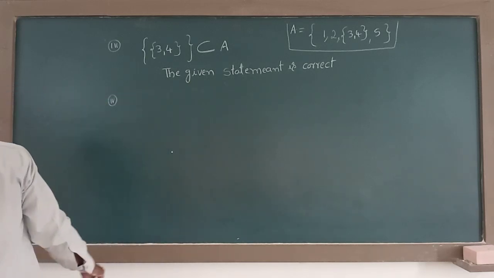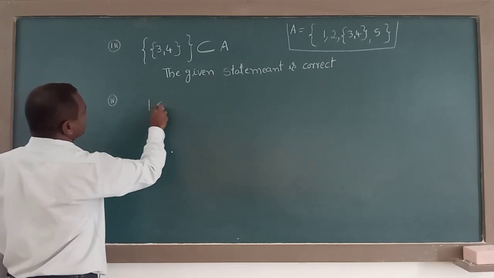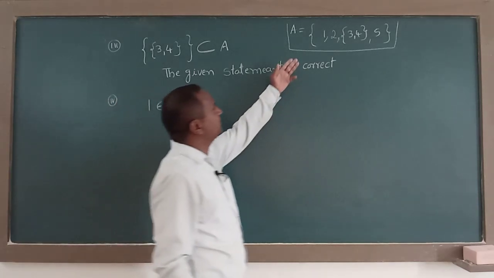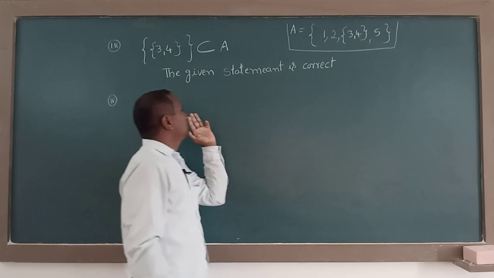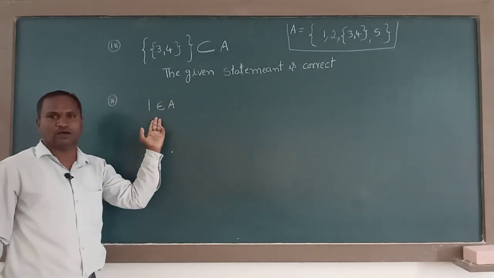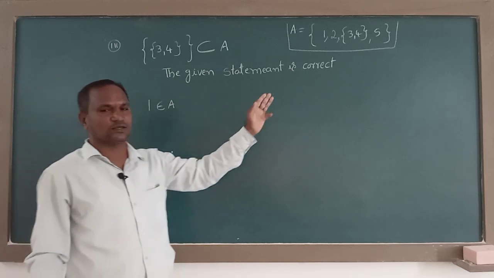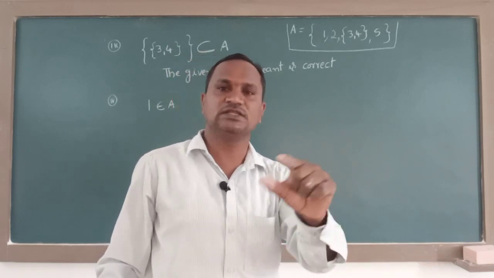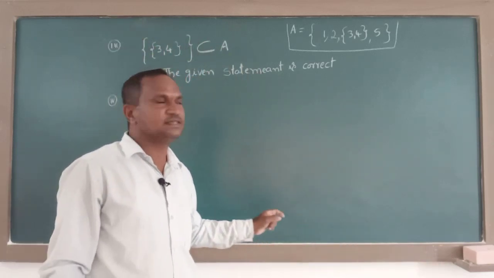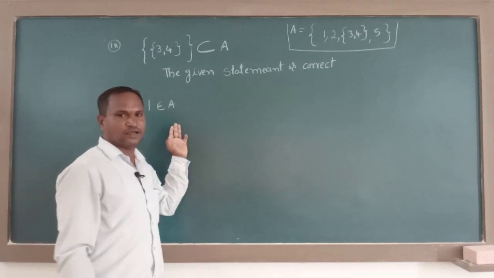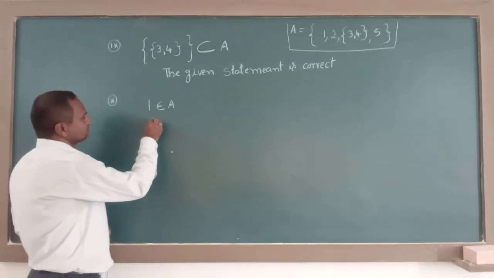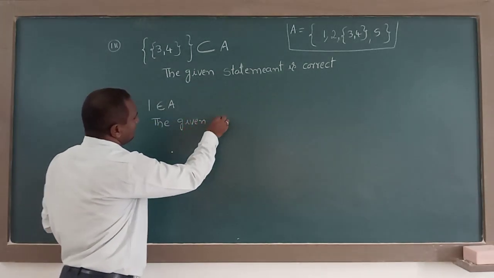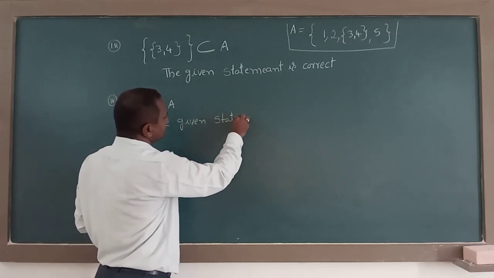For this, 1 belongs to capital A. Of course, here 1 is an element of set A. That's why, for element to set, we must represent it with the symbol belongs to. 1 belongs to A, 2 belongs to A, 5 belongs to A, or the set of the elements 3, 4 belongs to capital A. All these statements are correct. Why? Because 1 is an element of set A. That's what we can write: the given statement is correct.